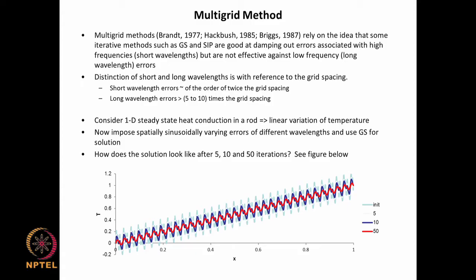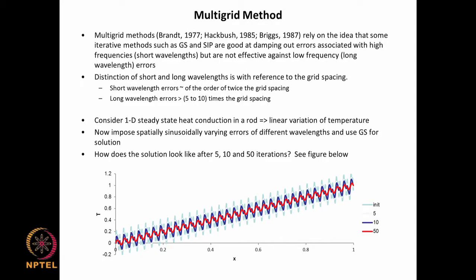The idea of multigrid methods is that in an iterative method we are trying to reduce the residual, and the residual represents the degree of non-satisfaction of the current solution with respect to the original governing equation Ax equal to b, and this non-satisfaction is there because there is some error in the solution. So, we are trying to reduce the error.